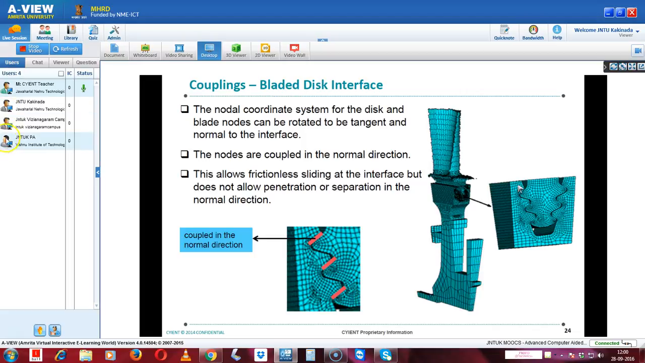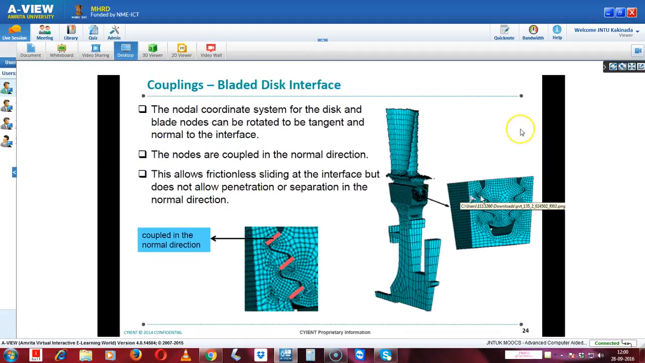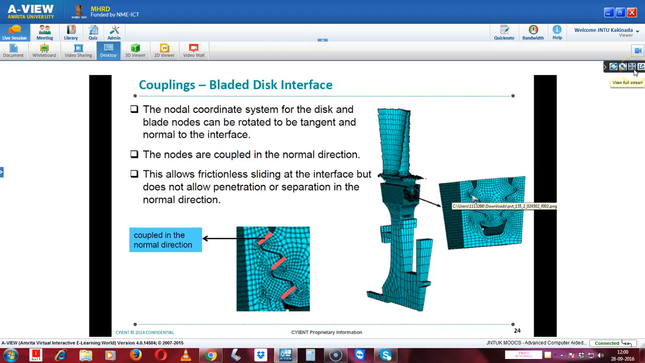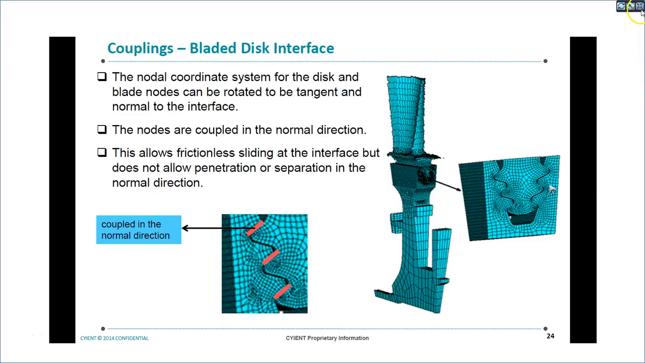This will ensure that there will be frictionless sliding. That means we are arresting only the normal directions. We are not arresting along this direction. So this blade is free to move along the blade attachment region. It can move in and out. Radially, the blade cannot move out, but it can slide.